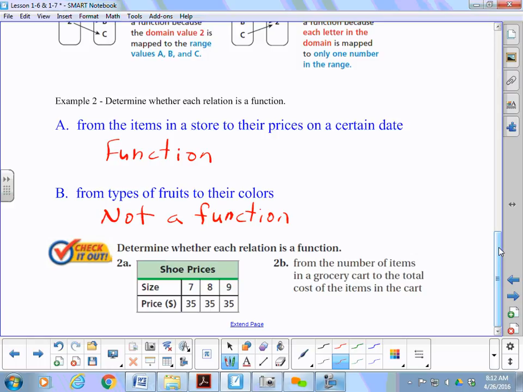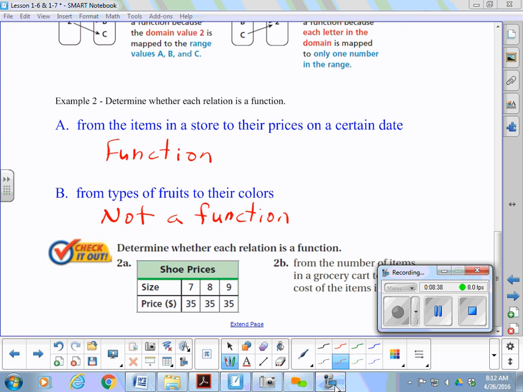All right, so you have to think about, for every input, is there one output or could there be more than one output? If there's more than one output, then it's not a function. If there is only one output, then it is a function. All right, so think about this.